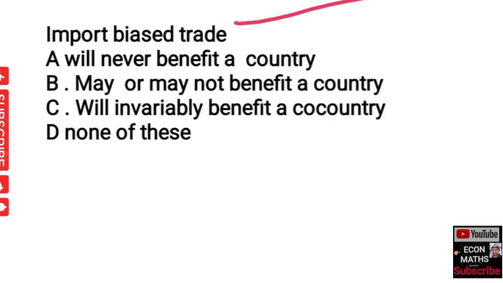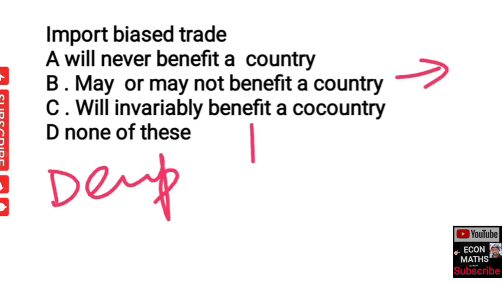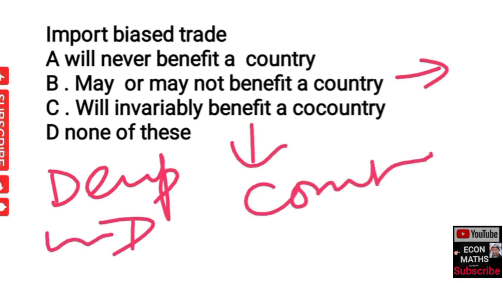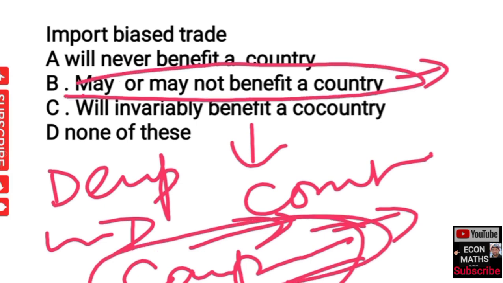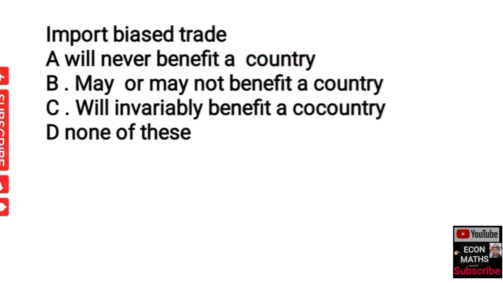Next question is import biased trade. The options are will never benefit a country, may or may not benefit the country, will invariably or always benefit a country, or none of these. If we have import biased trade, that means imports are being made, so it may or may not benefit a country. It depends what we import. If we import only consumer goods, then there cannot be any benefit for the country. But if we import capital goods, they can in turn be used for production purposes. In that case, we can have benefit from import biased trade. So the correct option, I guess, is may or may not benefit a country. It may benefit when we import capital goods, and may not benefit when we just import consumer goods or luxurious goods. I guess this is the correct option.